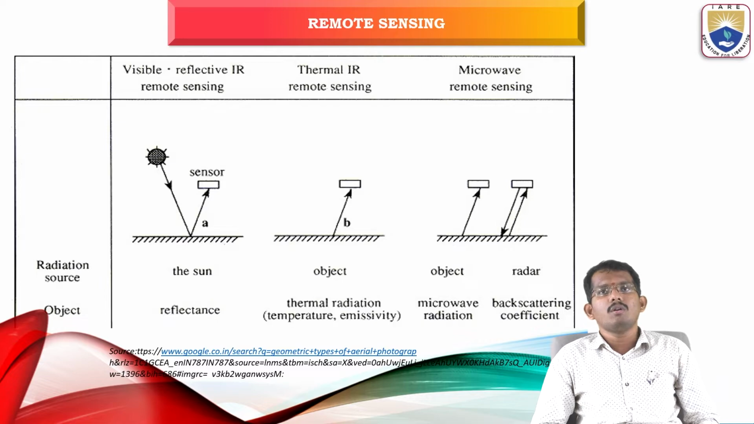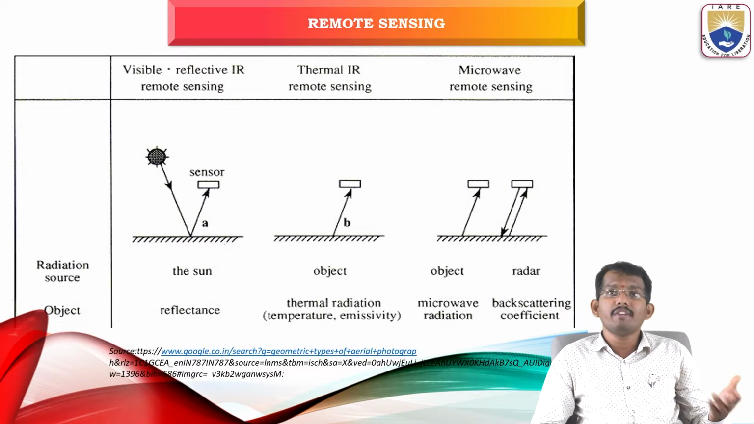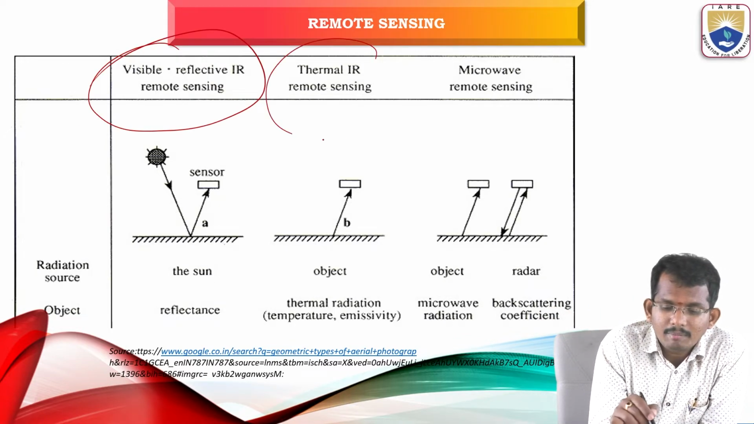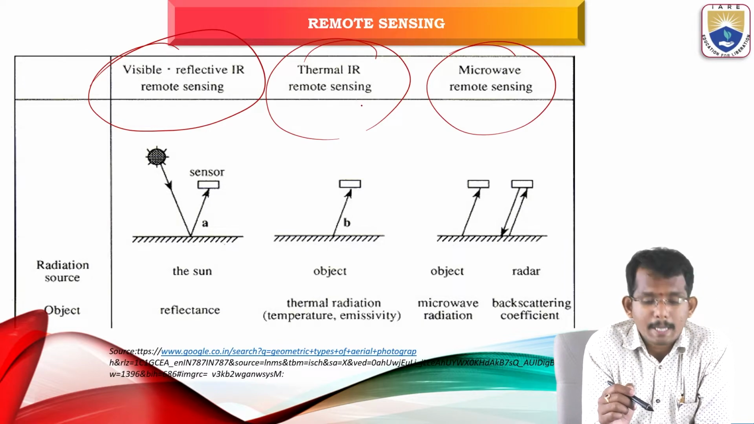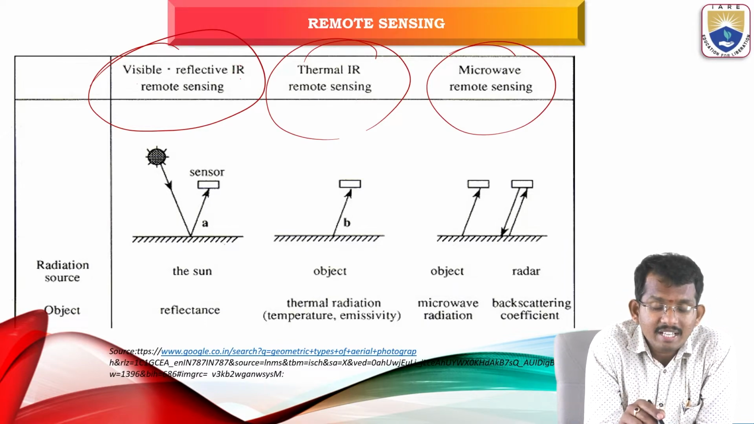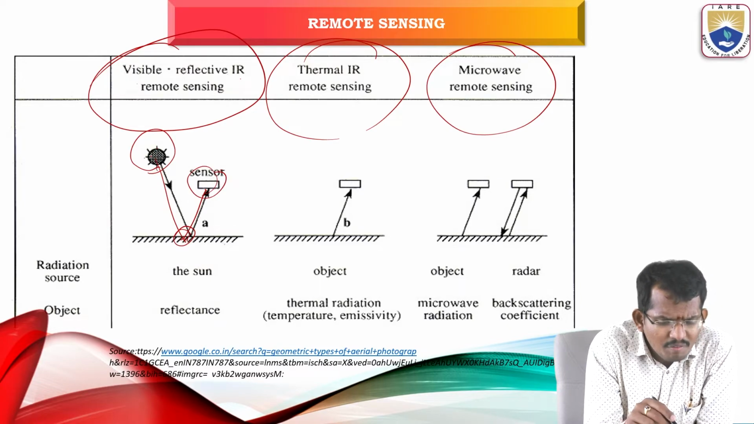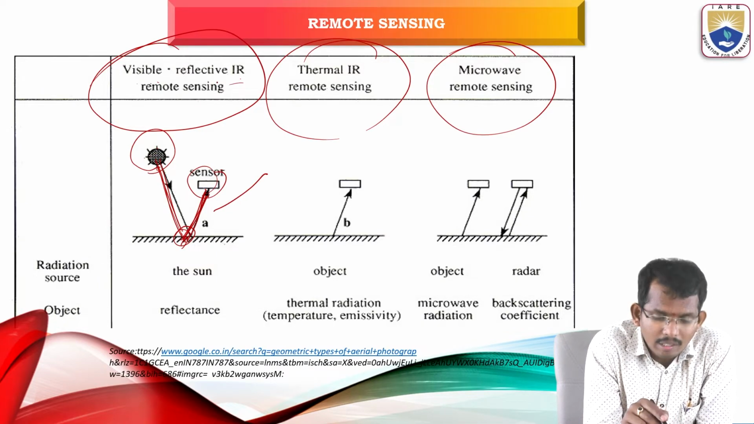Now you can see this: object and radiation sources. So I'm saying here reflectance, thermal radiation, microwave radiation, and backscattering coefficient. Or we can say it like this: visible IR remote sensing, thermal remote sensing, and microwave remote sensing. In visible or infrared remote sensing, the sun emits the radiation, this energy touches the target and it is captured by the sensor. This is a very easy technique. The sun always emits the radiation, the target absorbs the radiation and some is reflected back to the sensor. This is happening in visible or IR remote sensing.